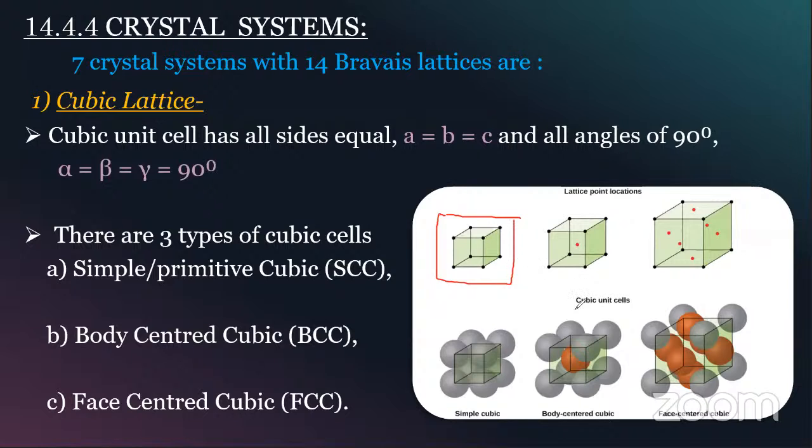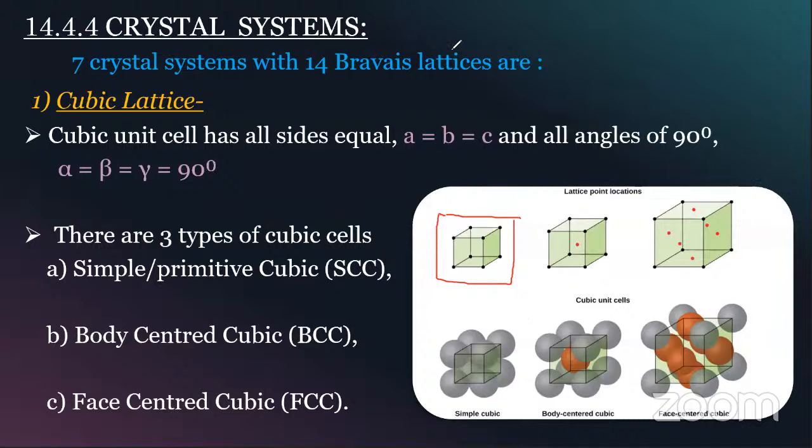What about body centered? Please remember, in all 3 you will have atoms at the corners also. Along with that, in body centered you will have one atom in the center of the body of the unit cell. In face centered you will have atoms at the 8 corners, and along with that, every face will have one atom also.